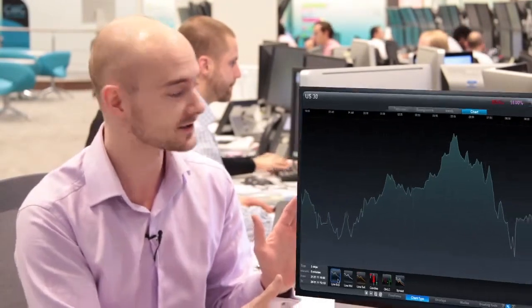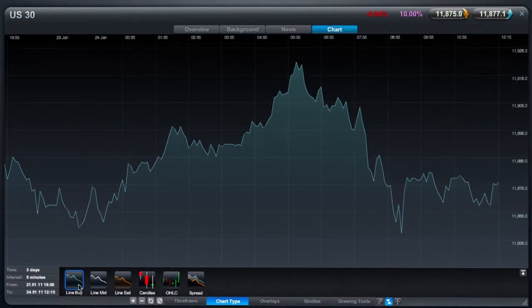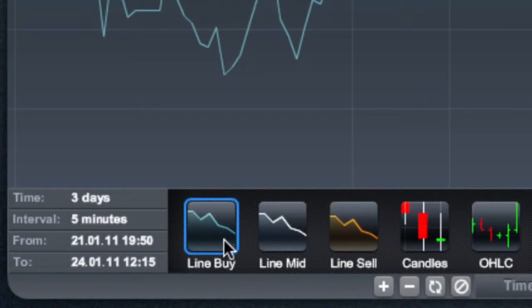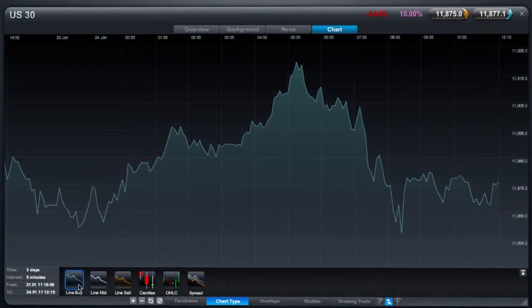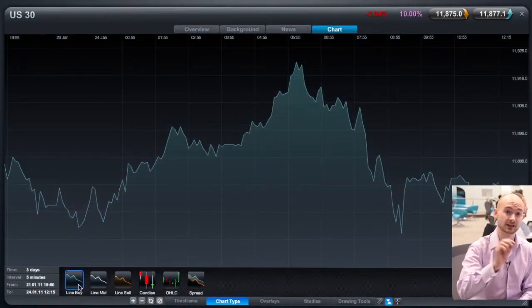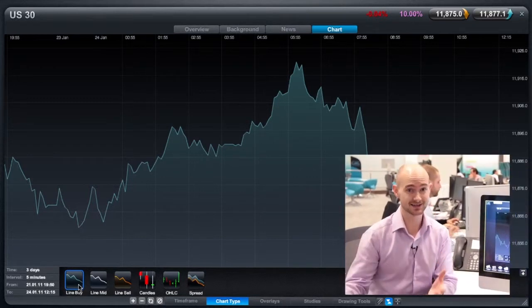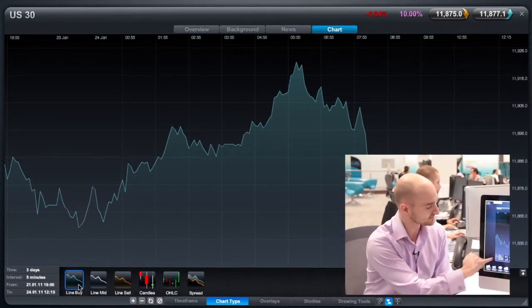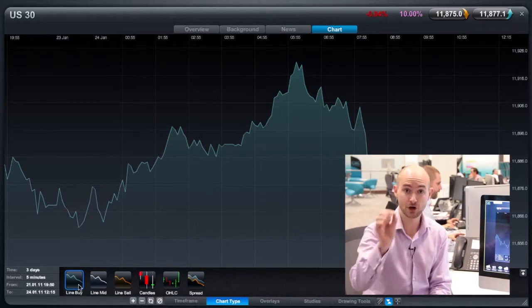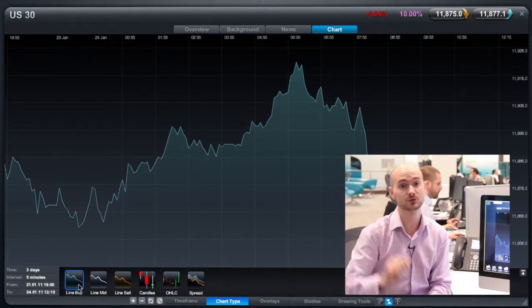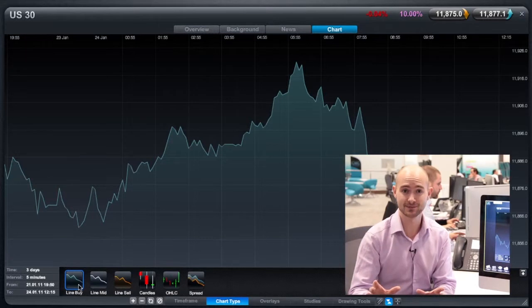Okay, so what we've got right here is an example of the US 30 to get ourselves started, and this is a normal line chart. By default, on every single chart that you load up, it's going to be a 5-minute line chart. Now, what a line chart actually plots is two closing points and a line drawn between the two points. It's as simple as that. Because we've got a 5-minute line chart right now, it puts a plot every 5 minutes and draws a line between the two closing prices. It really is as simple as that.